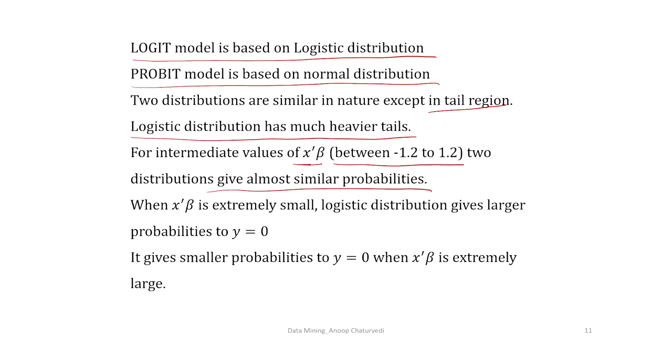And when x transpose beta is extremely small, much smaller than minus 1.2, the logistic distribution gives larger probability to y equal to 0 in comparison to the probit model or the normal distribution. Then it gives smaller probabilities to y equal to 0 when x transpose beta is extremely large. Say if it is much larger than 1.2, then logistic distribution gives much smaller probabilities to y equal to 0 than the normal distribution.